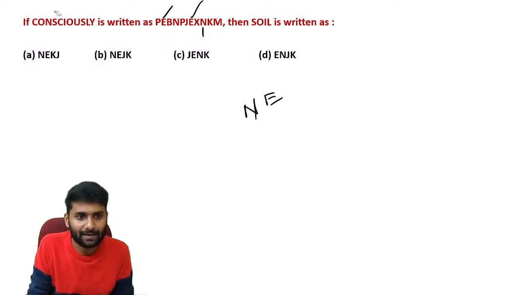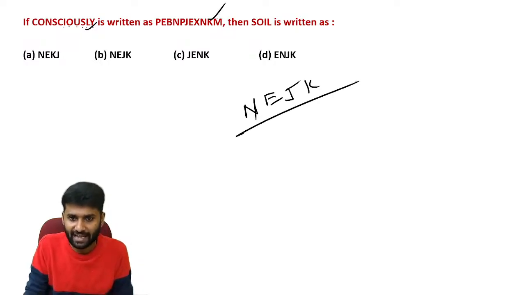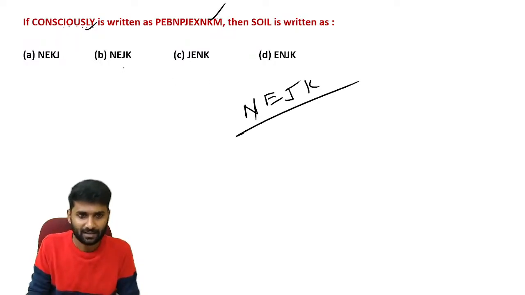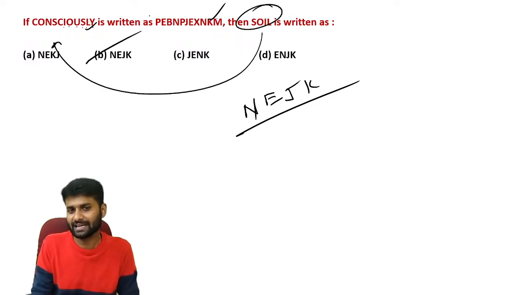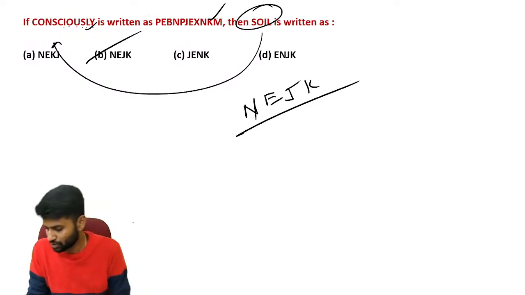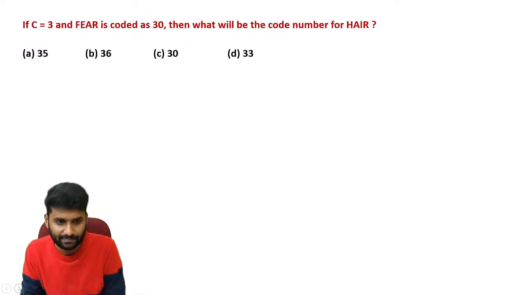What about I and L? Now see, go through that. This is I: 1, 2, 3, 4, 5, sixth letter. Sixth letter is J. Finally L here, so the last but one letter is K. So the answer is NEJK. Guys, remember that if you see these letters within the code language, directly you can find the answer within the question. So B is the correct answer.